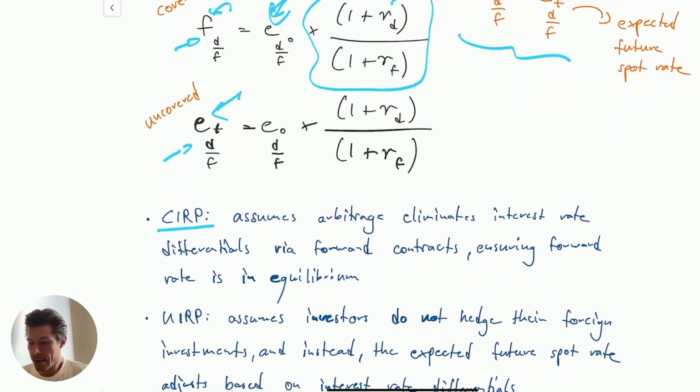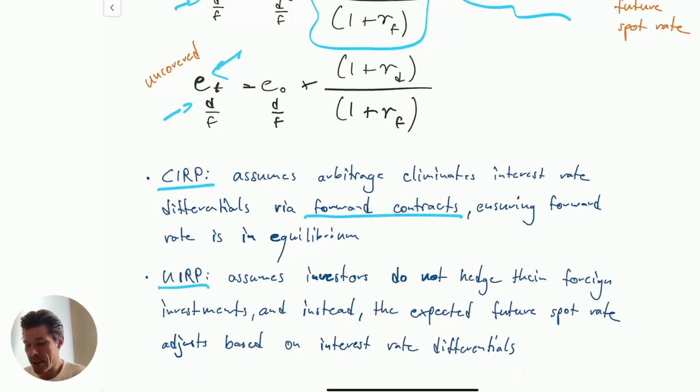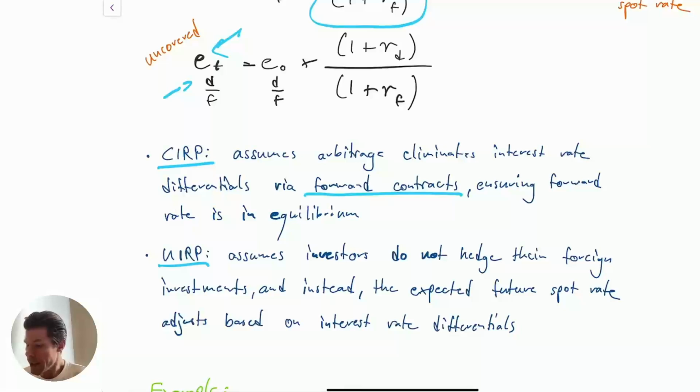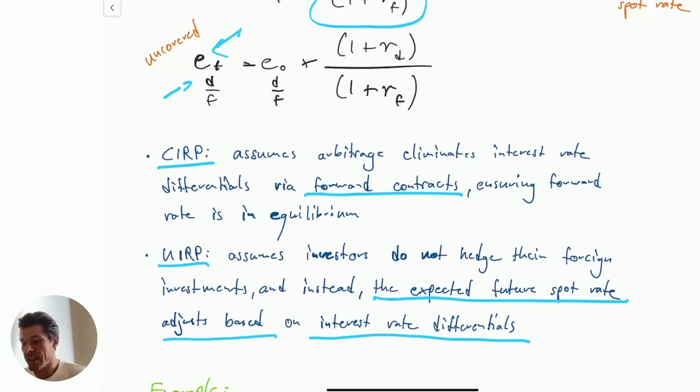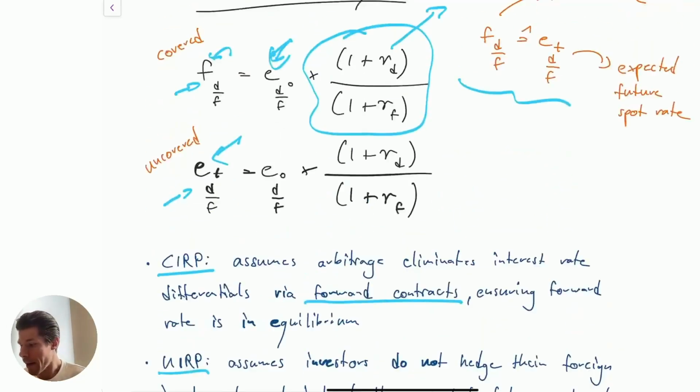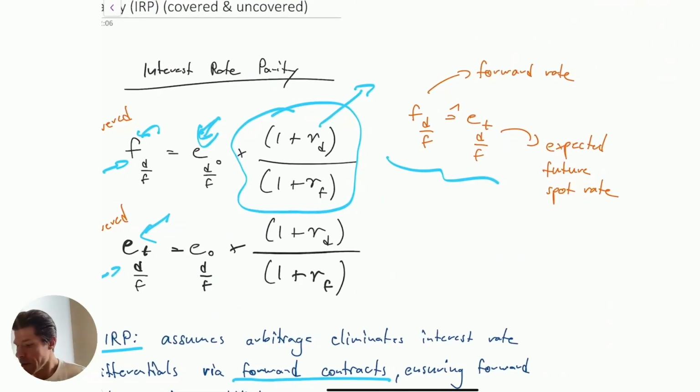Covered interest rate parity assumes arbitrage eliminates interest rate differentials via forward contracts, very important, ensuring the forward rate is at equilibrium. There's no arbitrage opportunity. You can't do any transactions to make a riskless profit. If we use uncovered interest rate parity, this assumes investors do not hedge, and instead the expected future spot rate adjusts based on interest rate differentials. Again, forward rate, expected future spot rate.